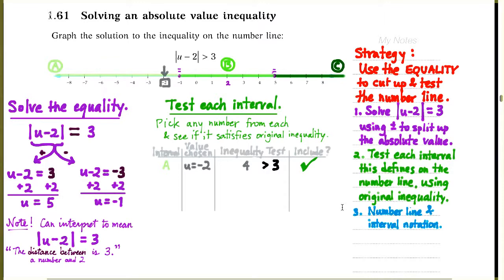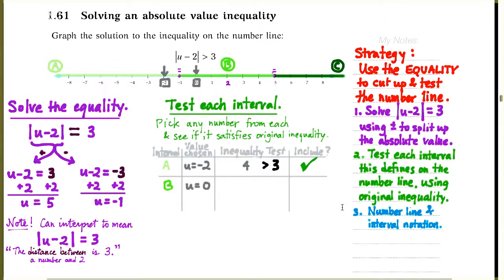So when we chose a number which was in interval A and plugged it into the original inequality, we got a true statement. And because of the way that we're approaching this problem, that means that not only does -2 solve this inequality, so does every other number that's a part of that interval. So our solution to this inequality is going to include the entire interval of numbers from -infinity up to -1. So we want to include piece A.